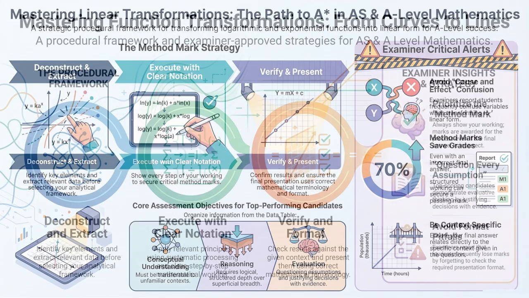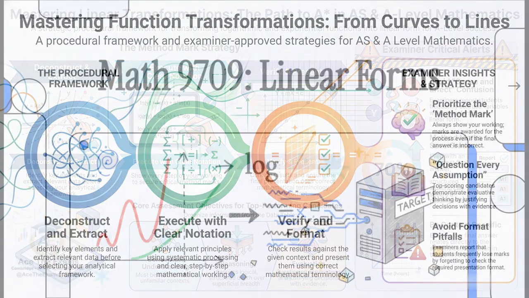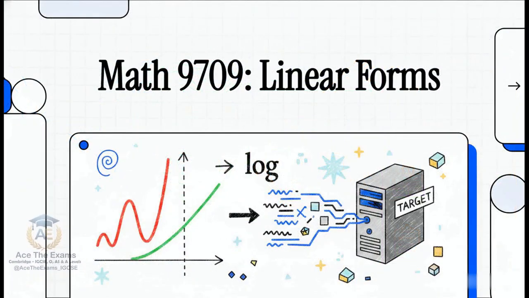All right, welcome to the System Terminal. I'm your lead dev for this session, and today we are executing a complete system override on what a lot of people consider the absolute toughest boss battle in Cambridge Math 9709. I'm talking about logarithmic and exponential functions. Specifically, we're looking at how to transform nonlinear models into linear form.